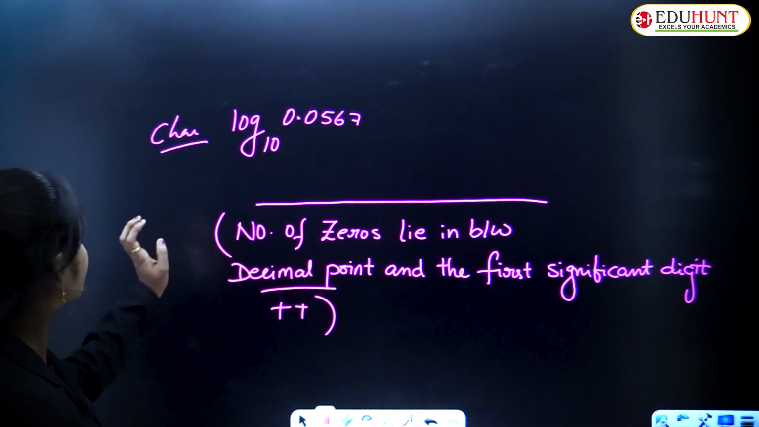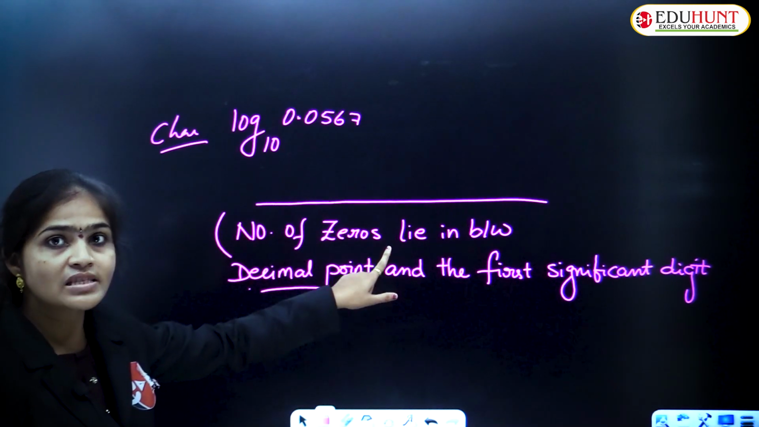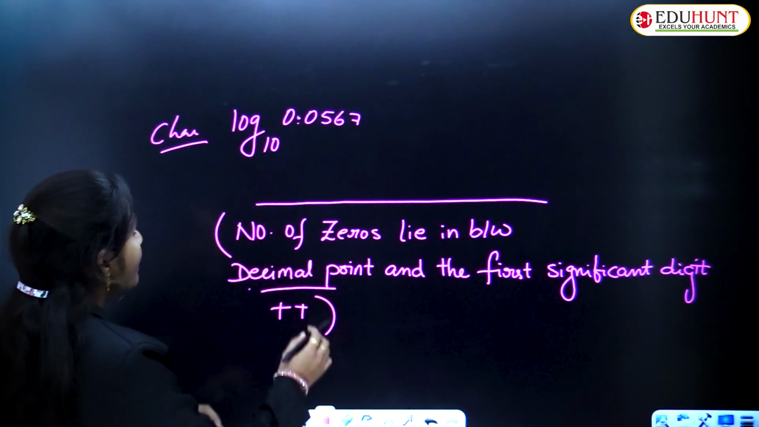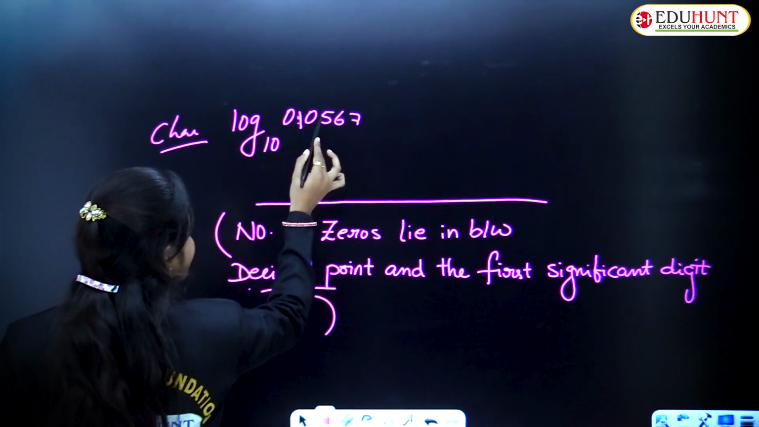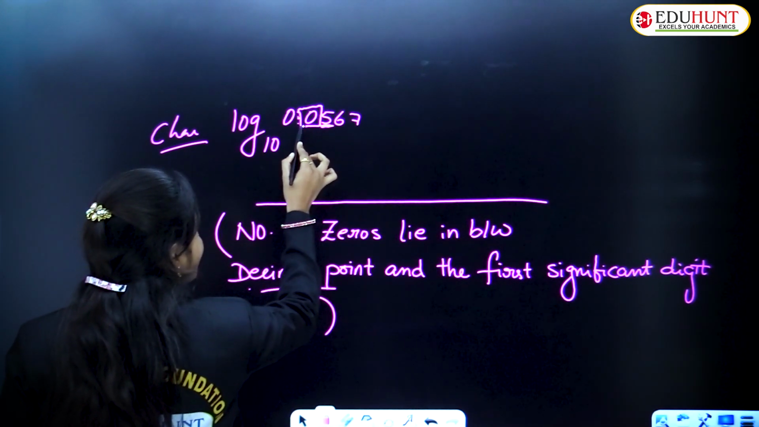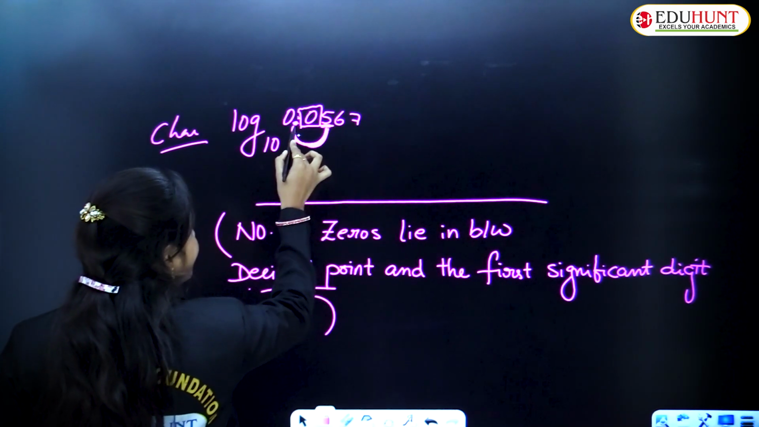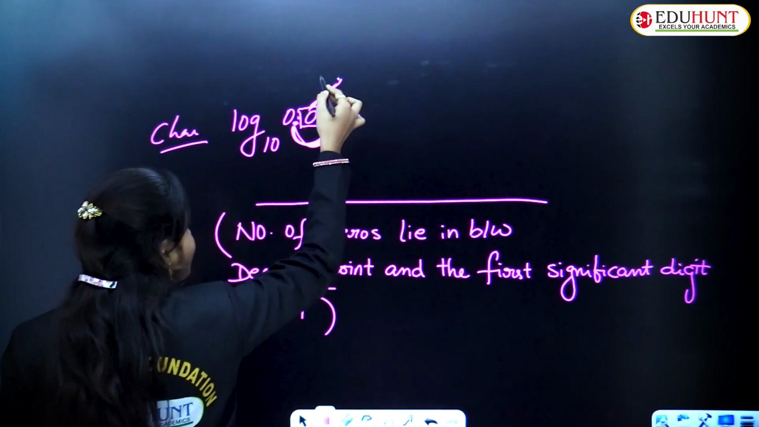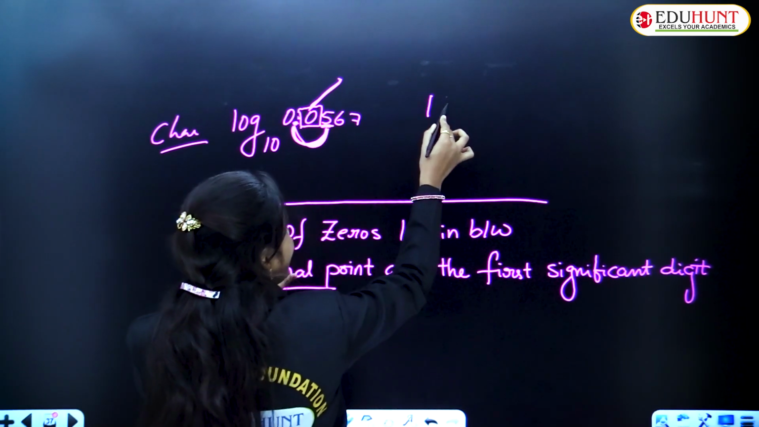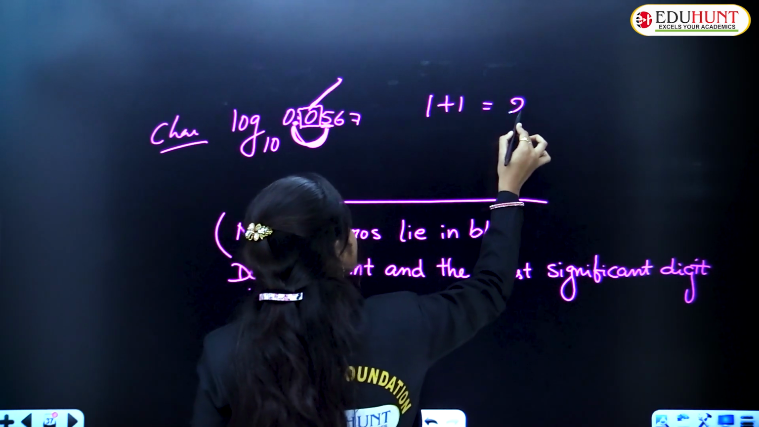Okay, once you see this, characteristic: how to find it? It means the number of zeros between the decimal point and the first significant digit. Here the decimal point is there and the first significant digit is 5, no? So between the decimal point and 5, how many zeros are there? Only one 0 is there. So 1 plus 1, which equals 2.